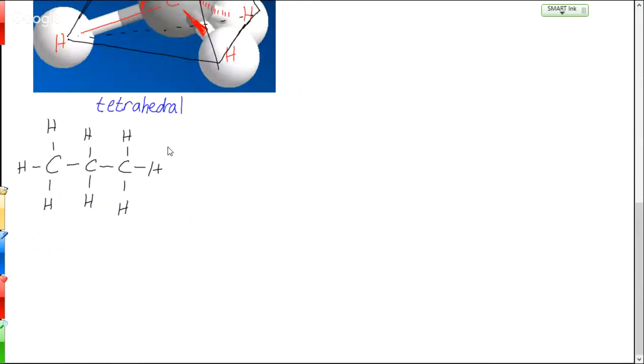If we wanted to show it in a more three-dimensional way, we would draw it kind of bent like this. And if we keep that central chain in the plane of the board, that means those other hydrogens coming off of the carbons are coming out at us and going away from us. So we can use this dash wedge notation to show that there's a hydrogen coming out and a hydrogen going back on each of these carbons. And that's a structure that shows us the three-dimensional position of those atoms, or relative position of those atoms.